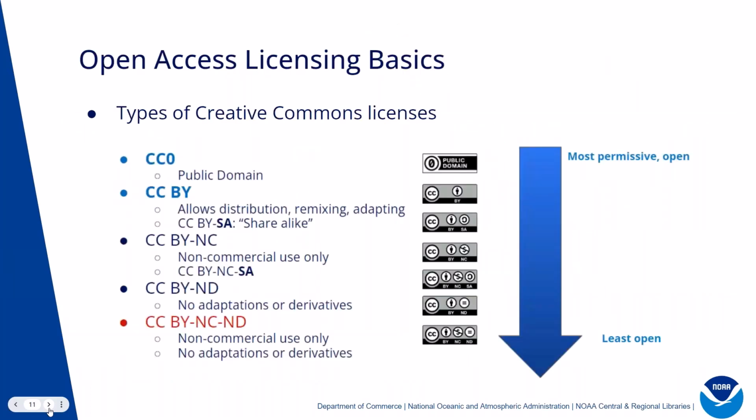So I mentioned Creative Commons licenses, so I wanted to go into the basics of what those are. There's a couple main types here, right? There are 5 main types of Creative Commons licenses. How I have them listed here is from the most permissive and open down to the least open. CC0 is essentially a public domain license. Government works are in the public domain in the United States, right?